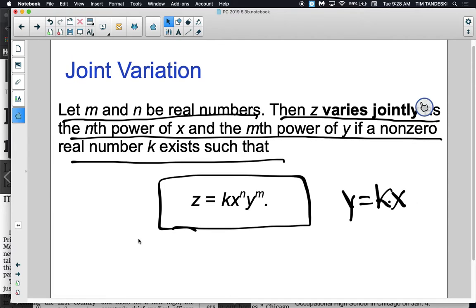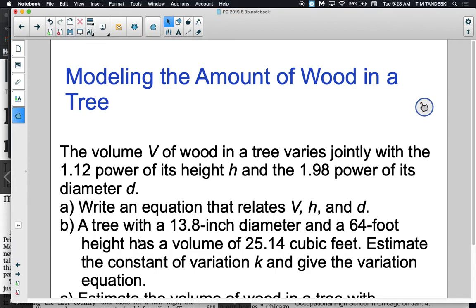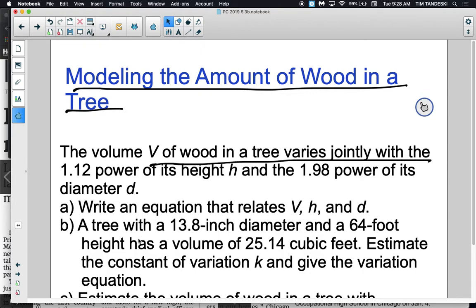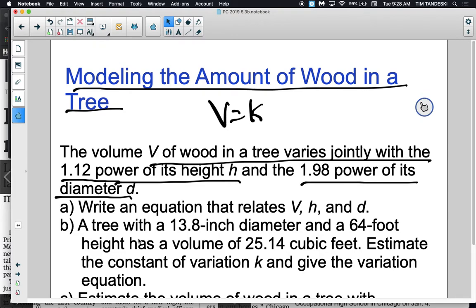Okay, so moving on, modeling the amount of wood in a tree. It says the volume V of a tree varies jointly with the 1.12 power of its height h and the 1.98 power of its diameter d. So what that means is V is going to be equal to k times h raised to the 1.12 power times d raised to the 1.98 power.